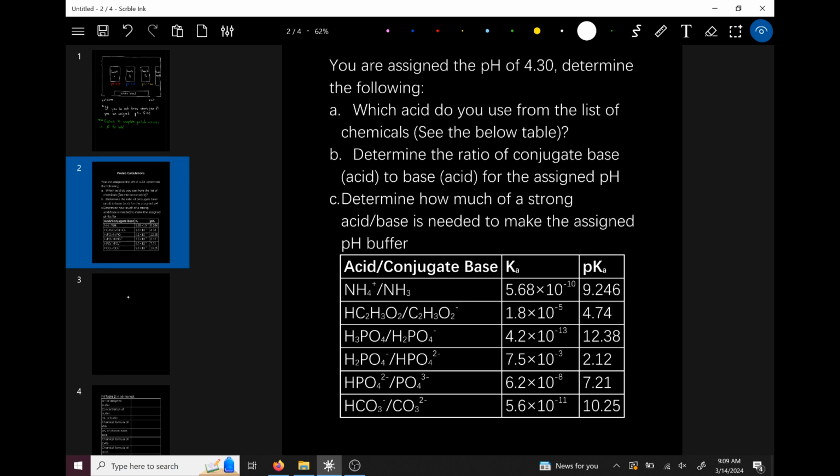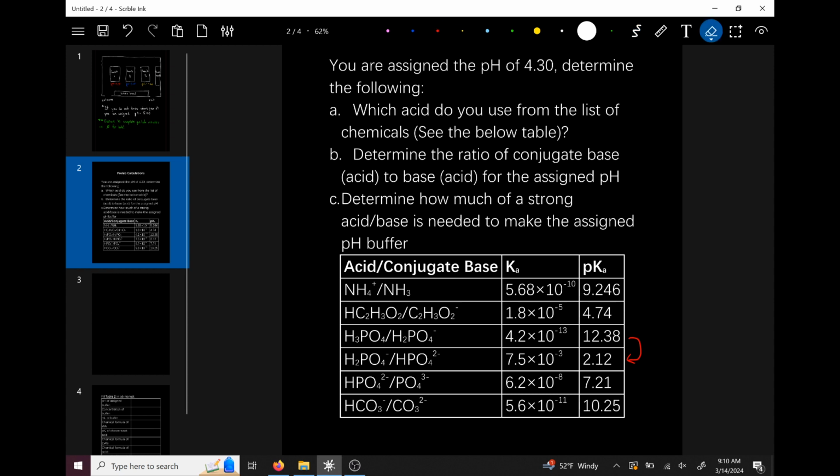I just realized that the phosphoric acid hydrogen phosphate is actually paired up incorrectly. Let me fix this really quick. So this is supposed to go down here. That's supposed to go right there. Oh, okay, I see. My apologies. I must have made this when I didn't have enough coffee here. So the first pKa of phosphoric acid should actually be 2.12.